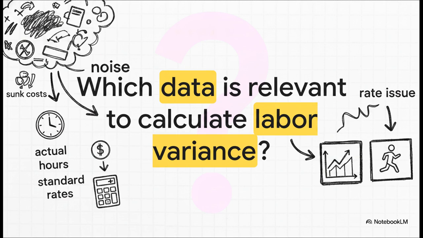The real challenge is step 2 of our framework, identifying the relevant data. The examiners will actively, purposely try to distract you with irrelevant fixed overhead data or historical sunk costs that literally have no bearing on the variance whatsoever. You have to prove that you can sift through that noise, extract only the direct labor inputs, calculate the variance accurately, and then, here's the kicker, explain if management is facing a rate issue or an efficiency issue.